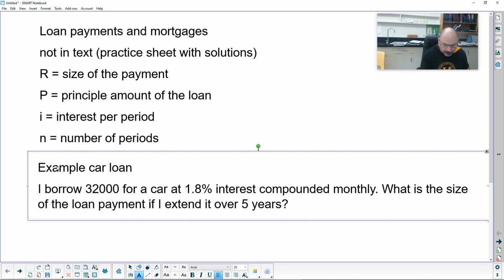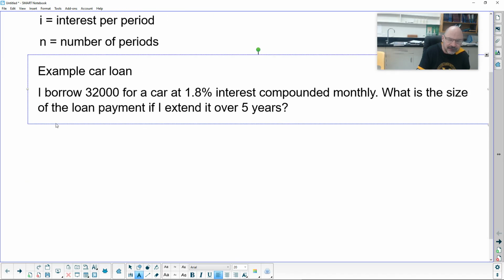Okay, so take a look at our sheet. We're going to be using, under loan payments, the second one for R. So that one there. Let's define all our variables first. Okay, that's the first thing we're going to do.